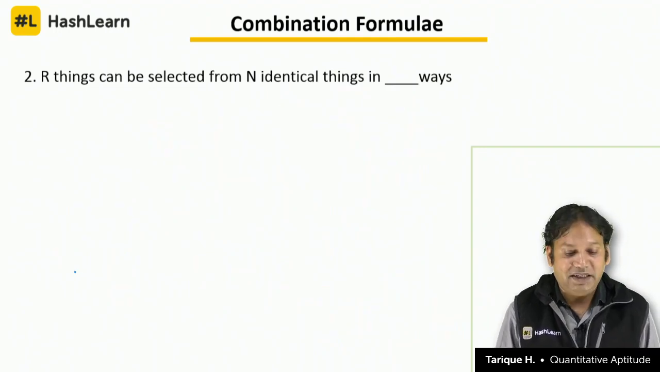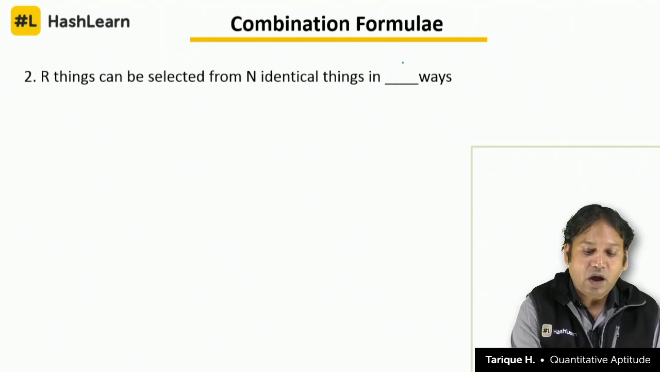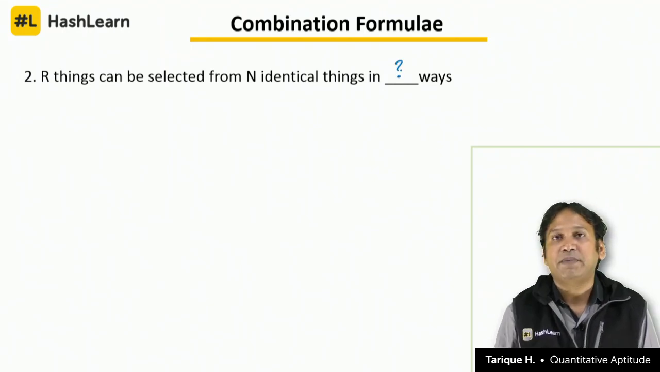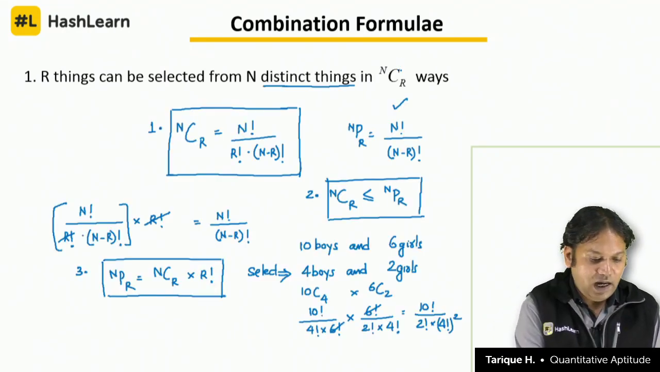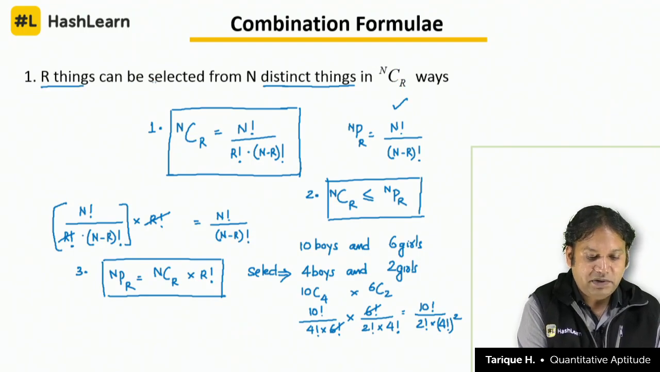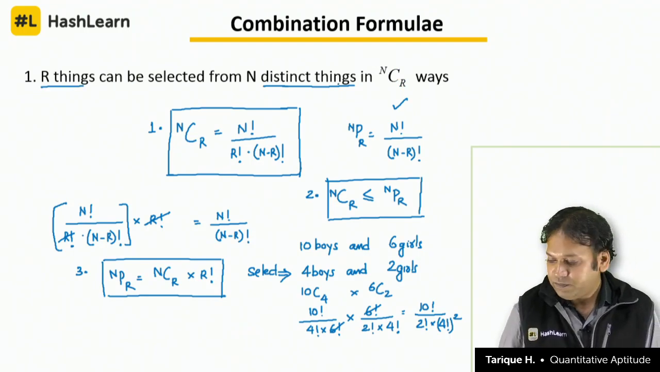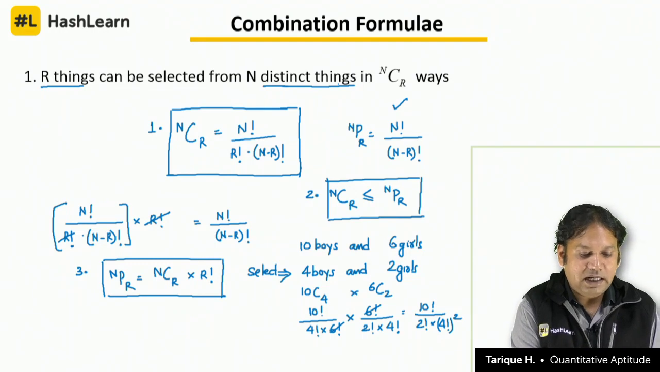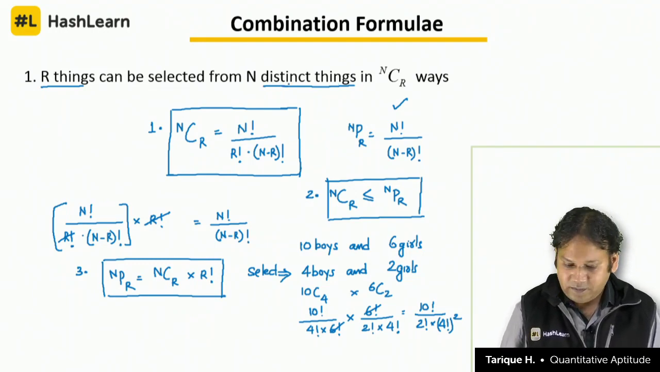R things can be selected from n identical things in how many ways? I have left this empty. Compare here: R things can be selected from n distinct things. Here R things can be selected from n identical things, you see.